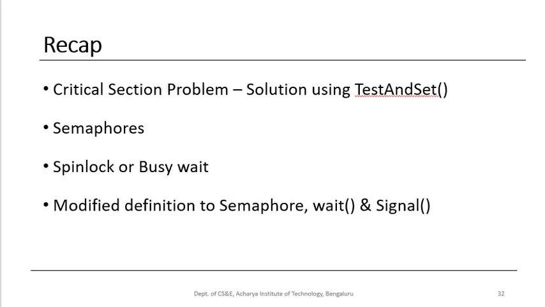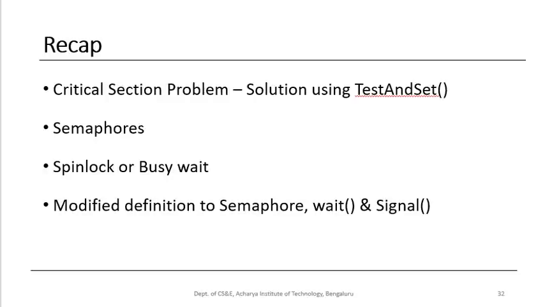We had also discussed spin lock or busy wait, which is nothing but processes running on the CPUs getting stuck in a while loop and wasting a lot of CPU cycles. This problem could be avoided if a process which cannot go into the critical section is removed from the CPU and pushed into a waiting queue, and another process which comes out of the critical section wakes up this process from the ready queue. These are the things that we discussed in the last class.